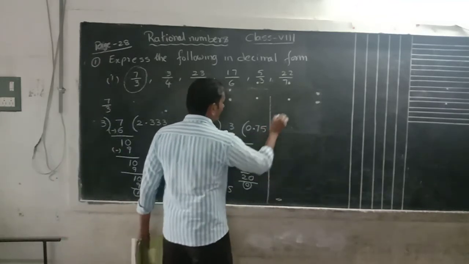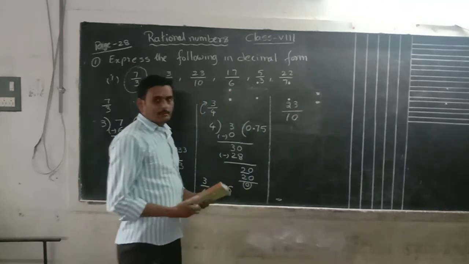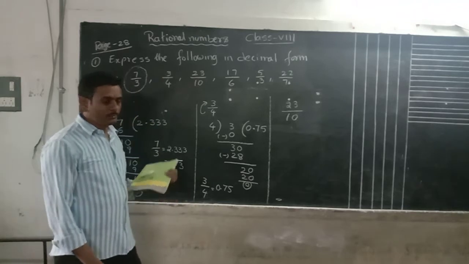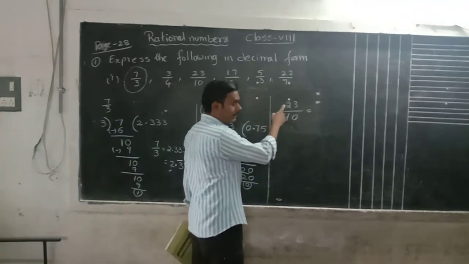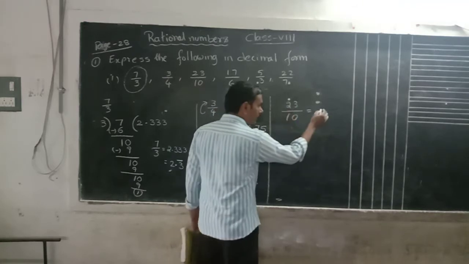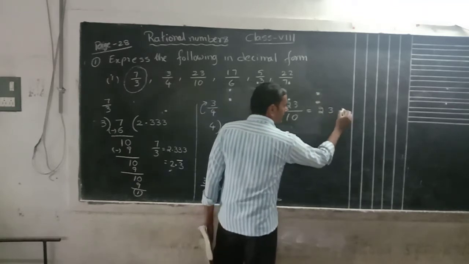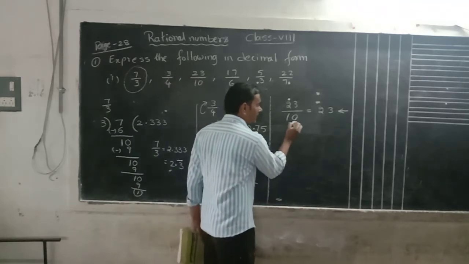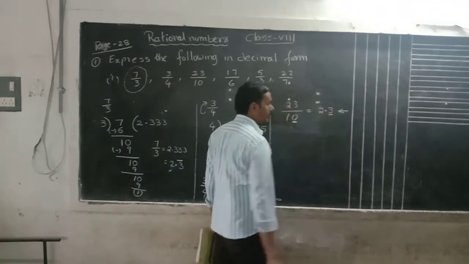Next question, 23 by 10. Whenever a number has 1 beside zeros, there is no need to do the division. We can write it directly. Third one, 23 by 10, 1 beside 0 is there. 23 by 1, 23 1. From the right side to the left, we have to locate a point. Here, how many zeros are there? 1. So 1 digit before, we have to keep the point.